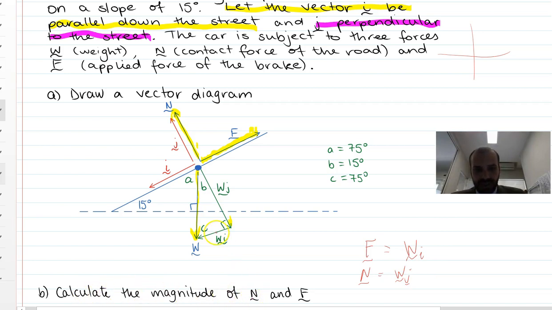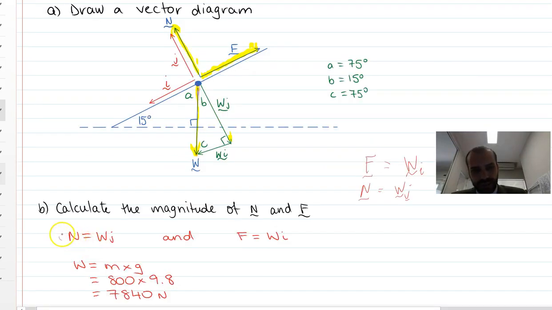If I can calculate the magnitude of WI and WJ, then by extension, I can calculate the magnitude of F and N. And I should be able to calculate I and J because I just need to break that weight vector into its component parts. So that's just a repeat of what I wrote up there, just neater. Now the weight is going to be equal to mass times gravity. Mass times gravity is 800 because we were told at the start that the car weighs 800 kilograms, times gravity, which is 9.8, which is 7,840 newtons. That is the magnitude of our weight vector.